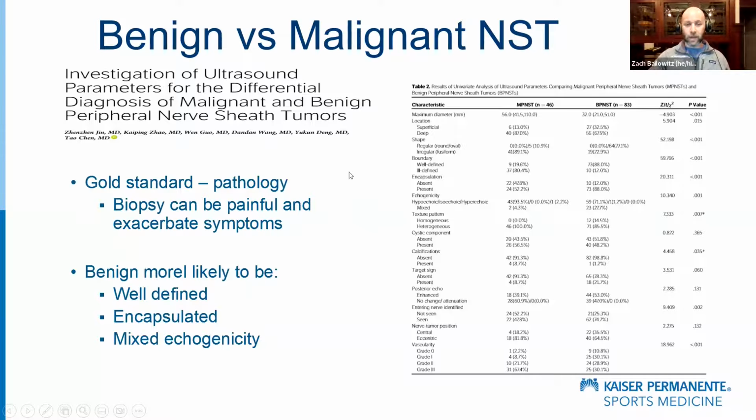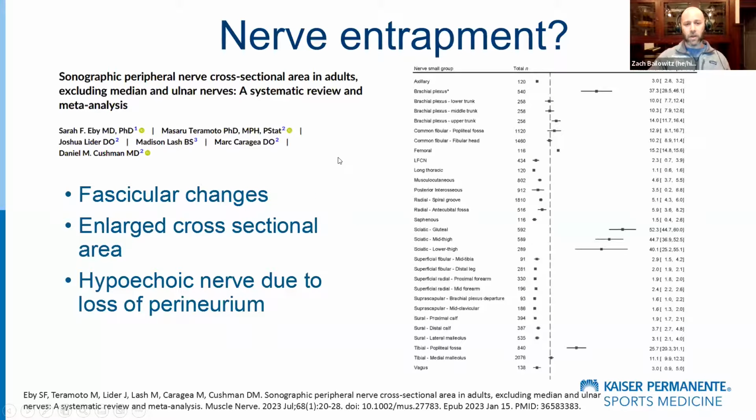Now, not every nerve entrapment forms a neuroma. You can just see fascicular changes. You can see enlarged cross-sectional areas without a true neuroma formation, or you can see hypoechoic nerve tissue just due to the loss of the perineurium and those fascicular changes.